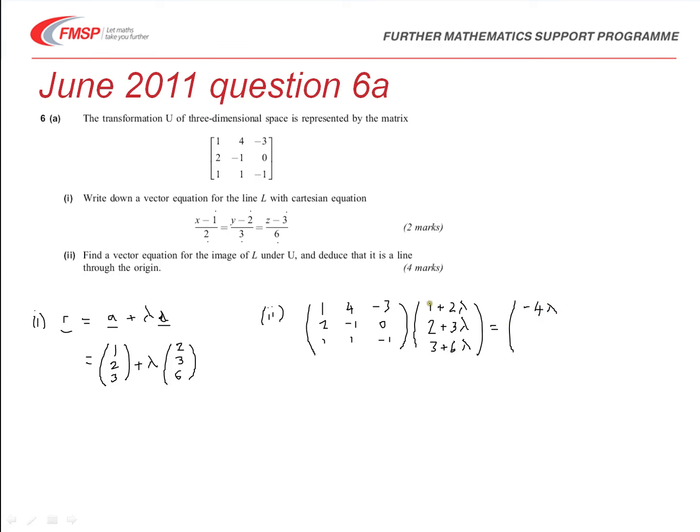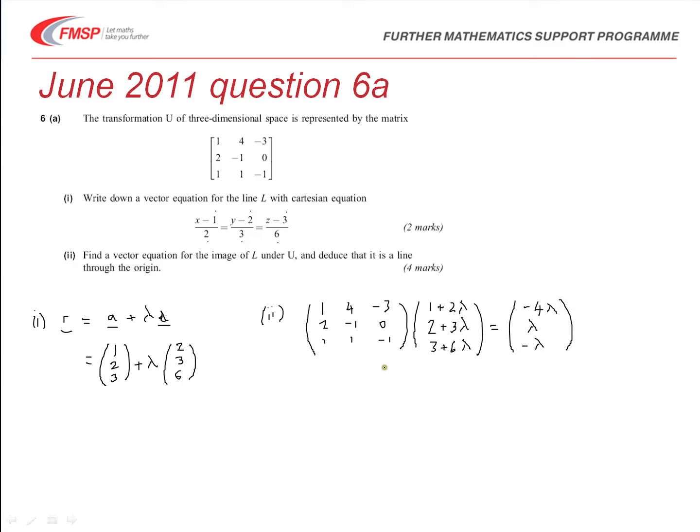Similarly, we've got 2 times 1, negative 1 times 2, and 0 times 3, which is 0. And then 2 times 2, negative 1 times the 3, and 0 times the 6, which will just give us an answer of lambda. And then we get 1 times 1, 1 times 2, negative 1 times 3, which again is 0, and then 1 times 2 lambda, 1 times 3 lambda, so that's 5 lambda, negative 1 times 6, that's negative 6, and that gives you a total of negative lambda. So that is the equation of your new line, the image.